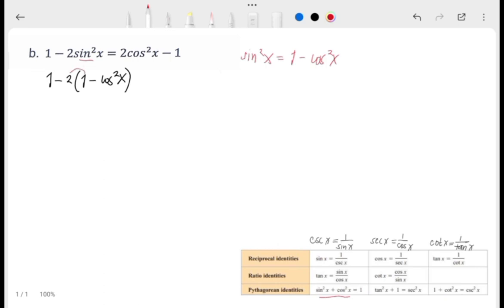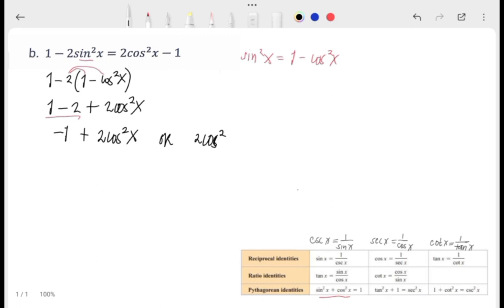In this, we distribute negative 2 to make 1 minus 2 plus 2 cosine squared x. We calculate now the difference of 1 minus 2, which is equal to negative 1, plus 2 cosine squared x, or simply 2 cosine squared x minus 1. And the identity is now proven.